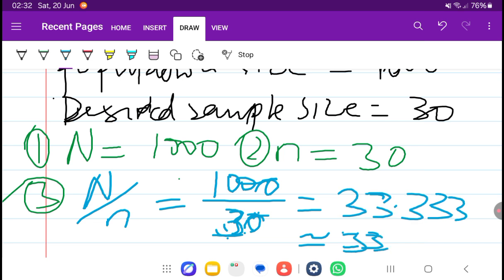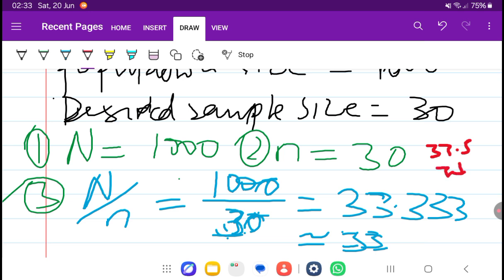Even if this is 33.5, we said we round downwards. We don't say it is 34, we just say 33 because we round downwards to the nearest integer. The reason why we are rounding downwards is because we don't want these figures to exceed. If it was 33.5, it would have been 34.